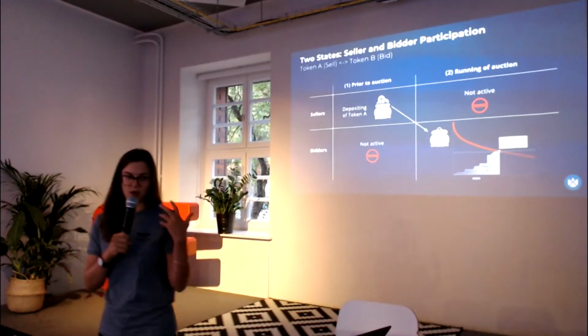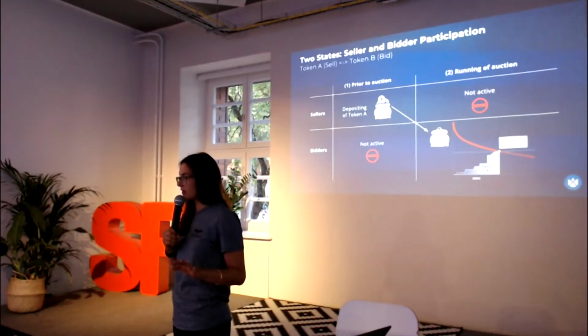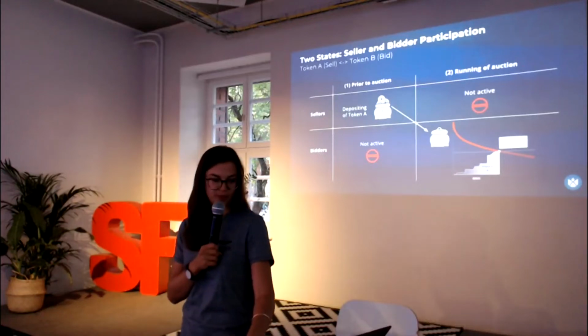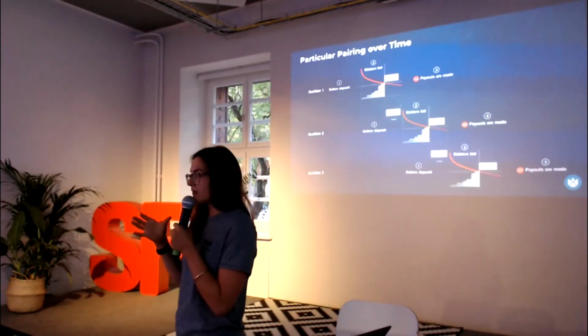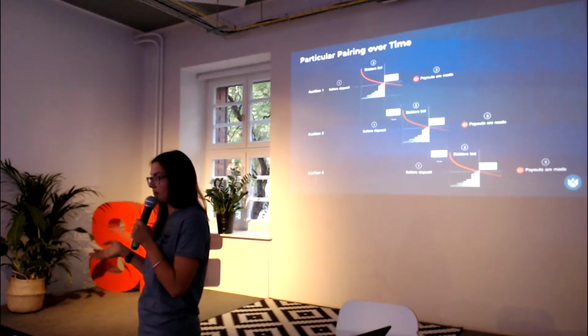And how does that look over time? So obviously you have this for all kinds of different tokens, can be any kind of pairing. I've just put here token A, token B for you. So this is on repeat, so to speak. So you only ever have an auction at one point in time.